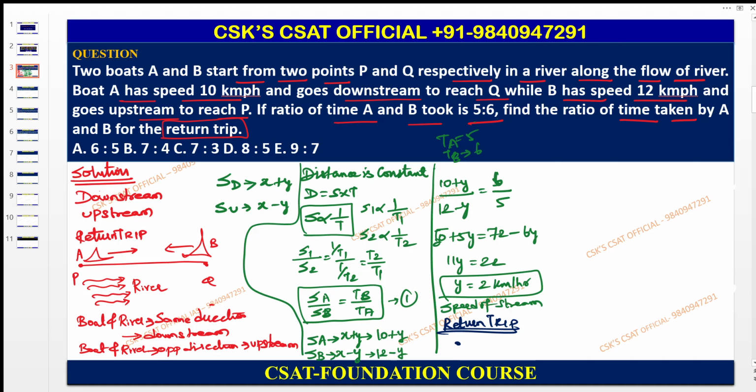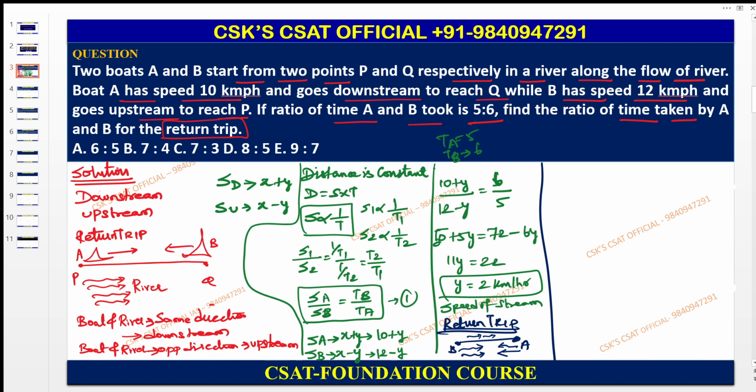The question says you need to find out the ratio between the time taken by A and B for the return trip, which means A reaches here, B reaches here. Now, one important concept here is that B is moving along the river and A is moving against the river. B is moving along because the river flows in this direction. That logic plays a very, very vital role.